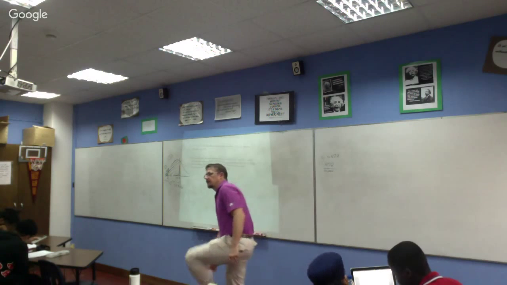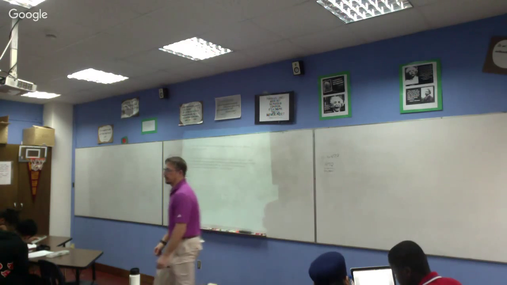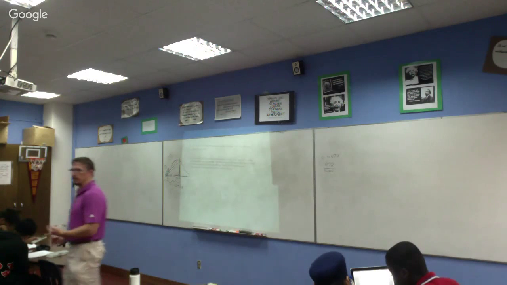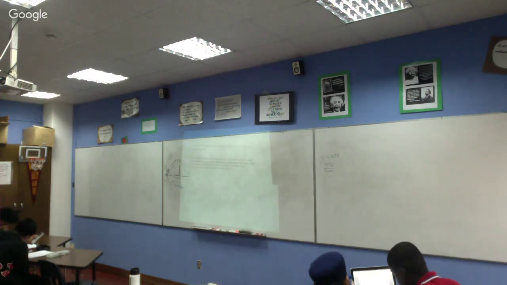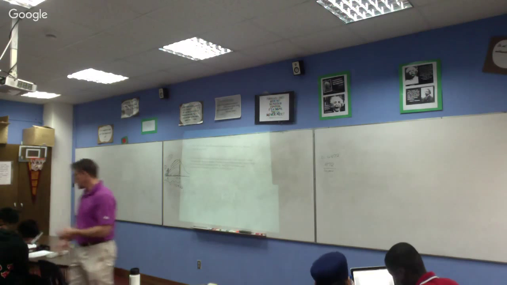Keep in mind, what are we looking for here with Bernard? We're looking for a probability or we're looking for a boundary? We're looking for a boundary. So when we look for a boundary, which one do we do? Inverse norm.